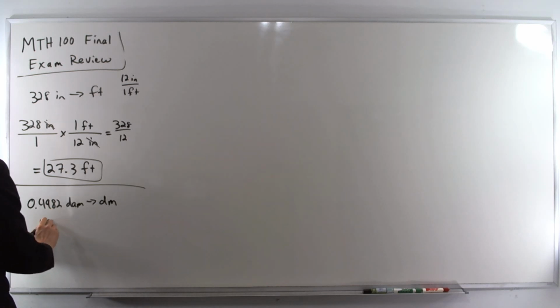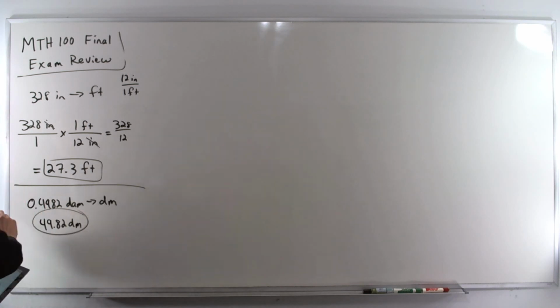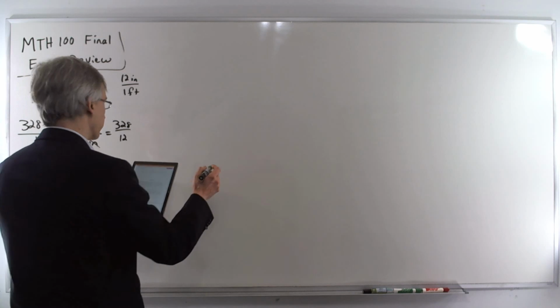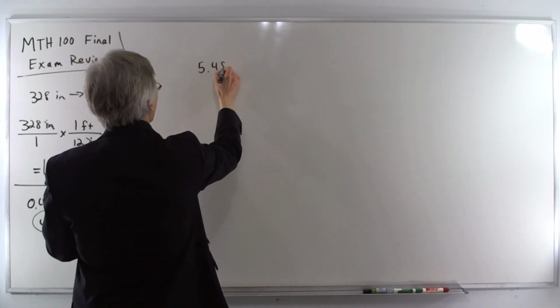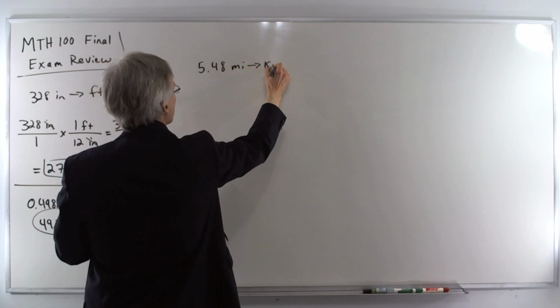So that gives us 49.82 decimeters. And we can also convert between metric and American units. So let's do 5.48 miles to kilometers.